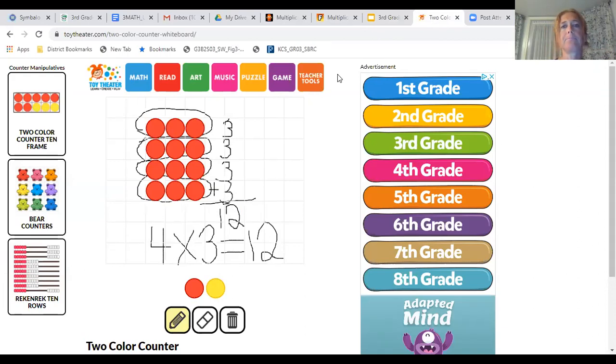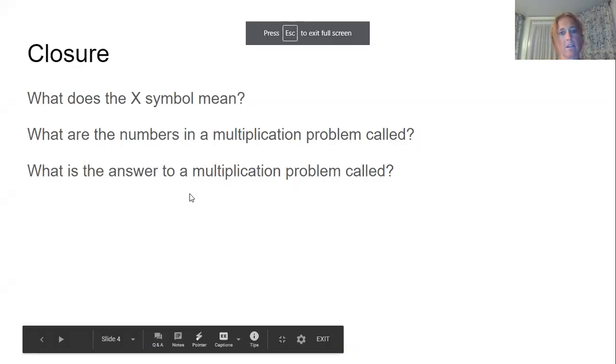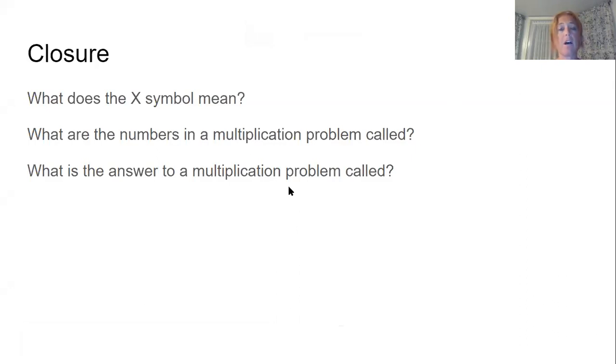All right. And we just went over what the answer to a multiplication problem is. All right, so we will continue to work on this as we go along with multiplication. So this is just the beginning, but this is another strategy that we can be using when we're doing these problems.